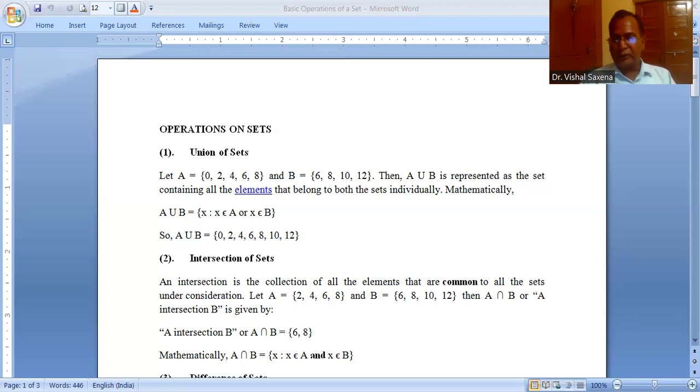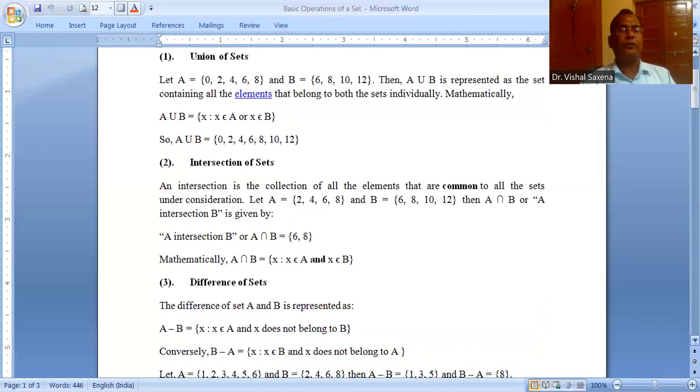So the elements 6 and 8 are common in these two sets, and therefore A intersection B is equal to the set consisting of 6 and 8. So the intersection of A and B is given by the set 6, 8.